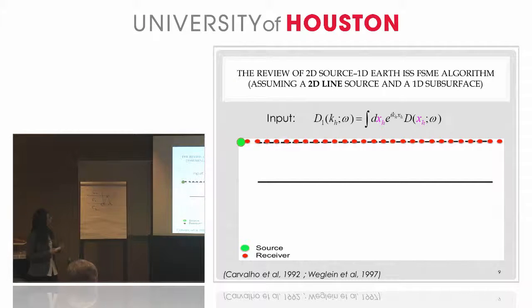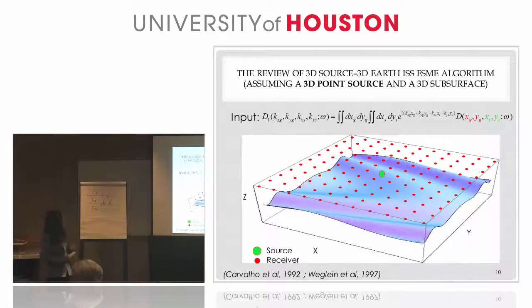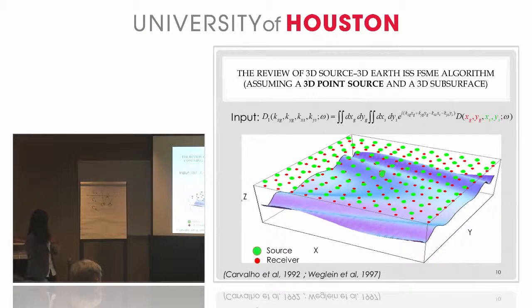If we want to incorporate the 3D point source in our algorithm, we need to start from a 3D theory. So in the original 3D source, 3D Earth free surface multiple elimination algorithm, we need all the area coverage of the receivers for each shot, and the area coverage of the sources on the same area, which means we need an area coverage of both the sources and the receivers.